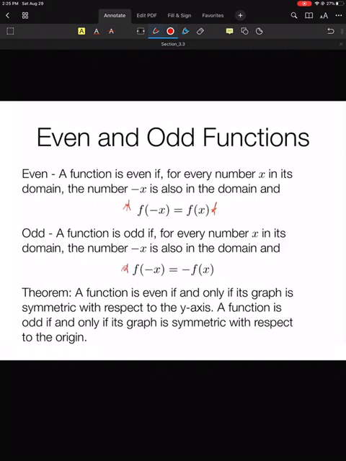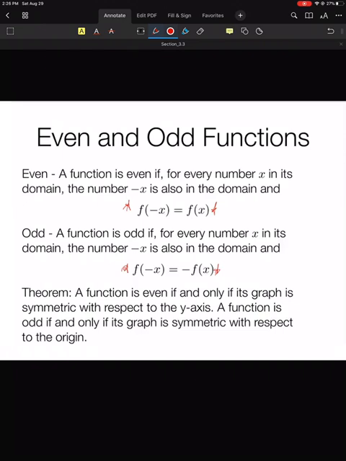And so again, this is the important part here, that this equation works out. We're going to have practice on looking at functions and seeing if they are even or odd, but those two equations are the important part. And then there's another theorem that helps us look at a graph of a function and tell if it's even or odd or neither.